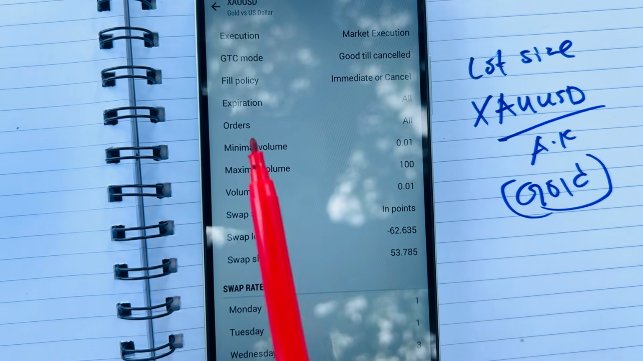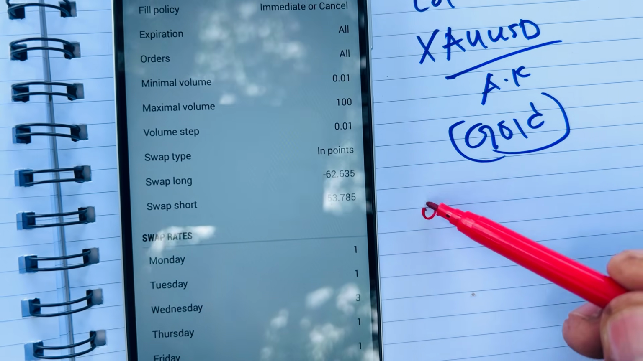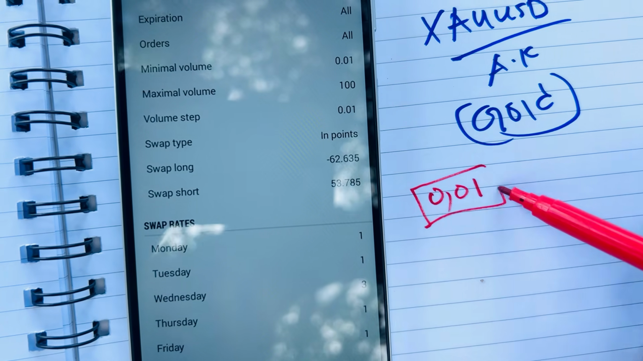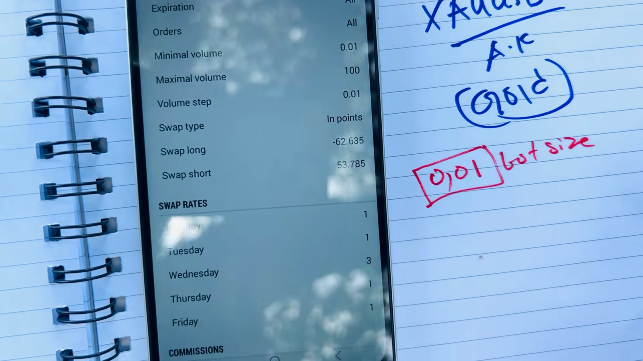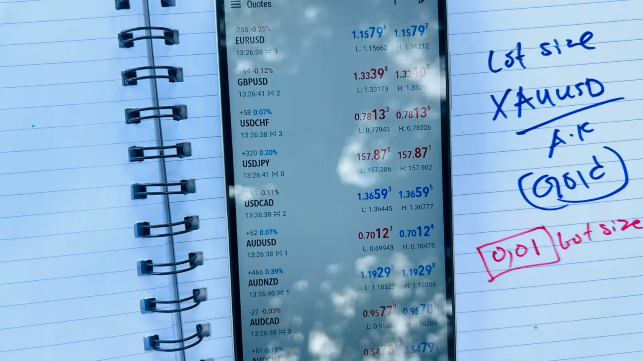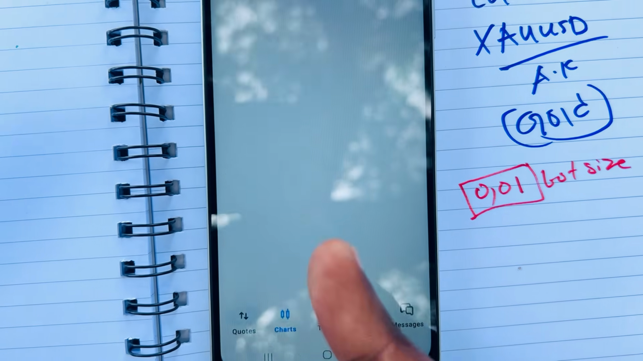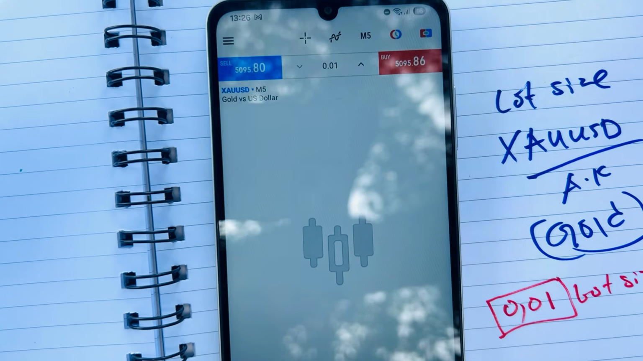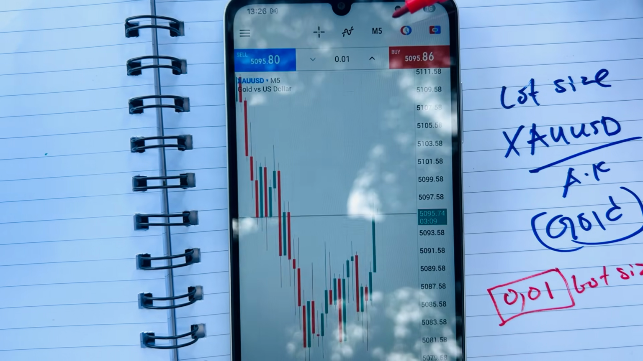Why are we here? We're here to look at the minimum volume and maximum volume. Minimum volume is 0.01. This is the lot size you can open. We go back, we scroll down, we press chart, we press this icon here, and we'll be able to see the lot size. If it's not like this, we adjust it.